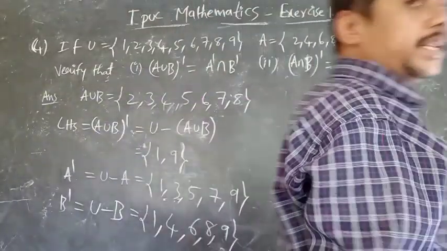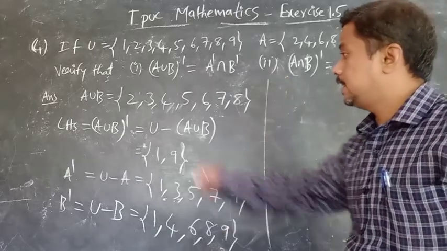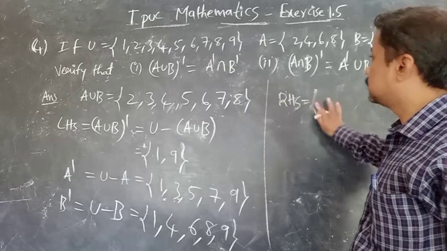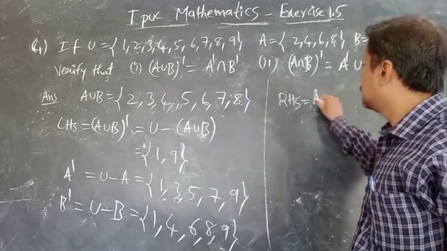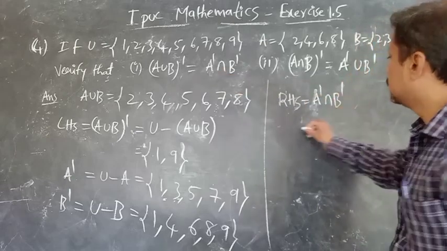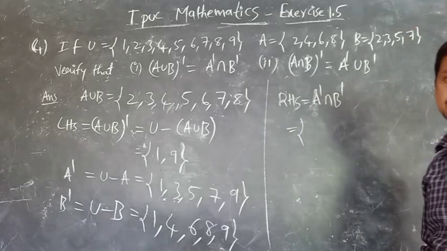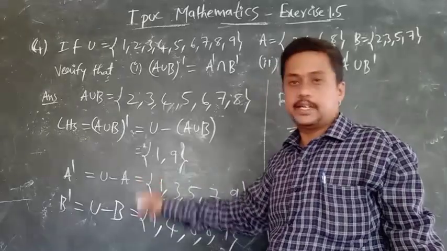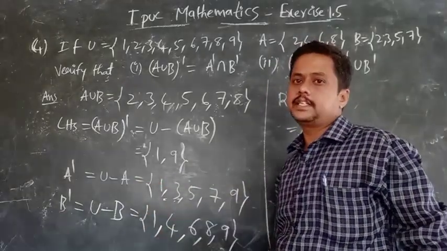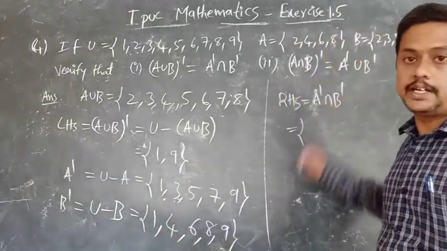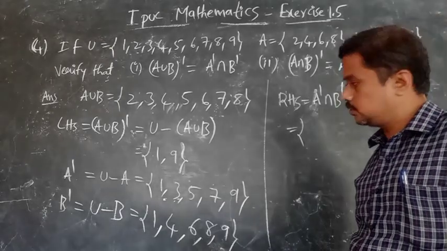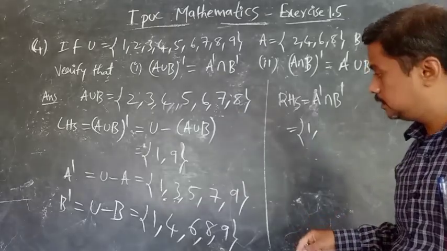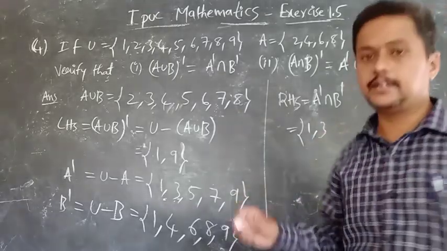Very easy now. Next, LHS is already calculated. RHS is A' intersection B'. What to do? Say A' intersection B': we have to take the intersection of both. Let's take the intersection.